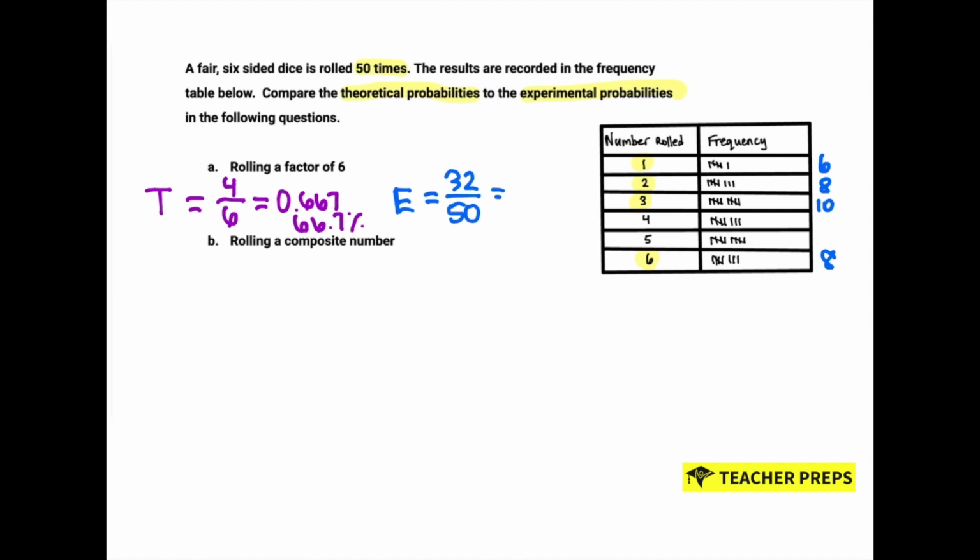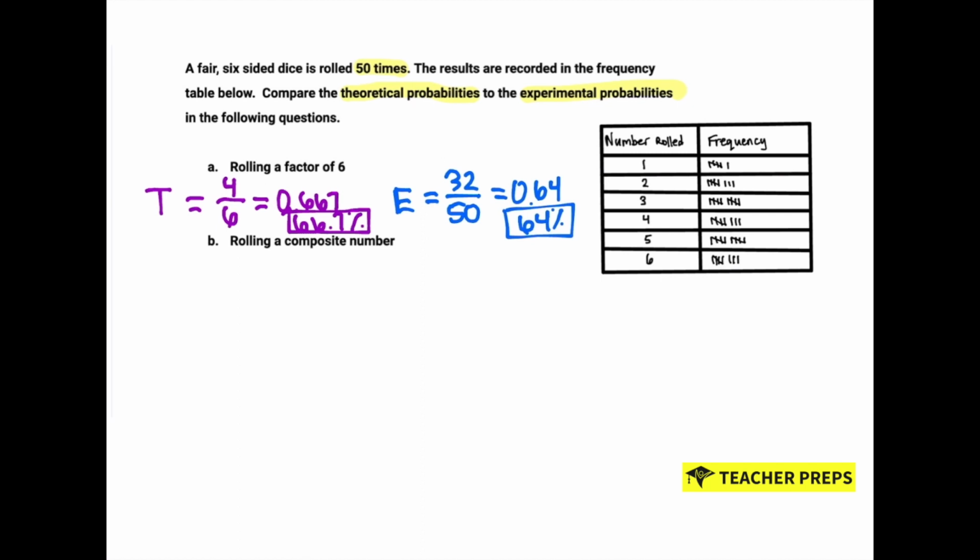To turn that into a decimal, take 32 divided by 50. That's 0.64. So we got it about 64% of the time. In theory, we should have gotten it 66.7% of the time. Our experimental probability was not far off from our theoretical probability. I'll pause the video and try the next one on your own. It says rolling a composite number. Now let's see how you did.